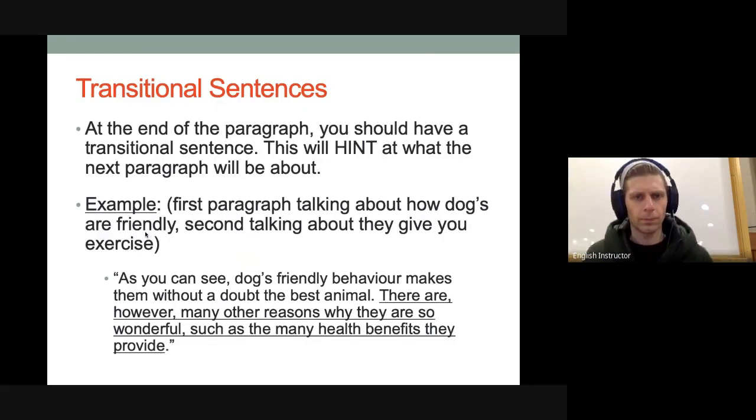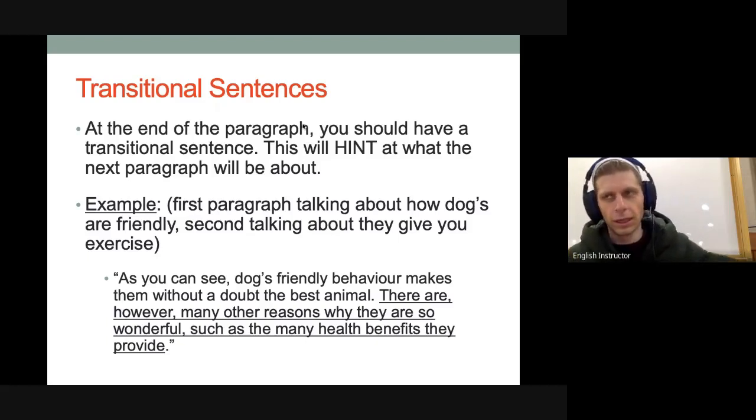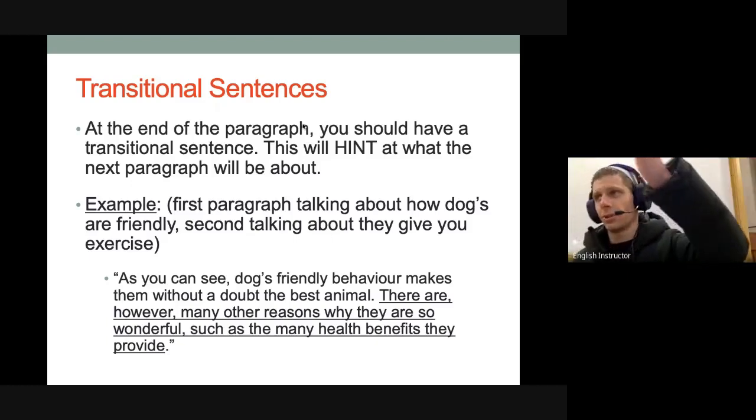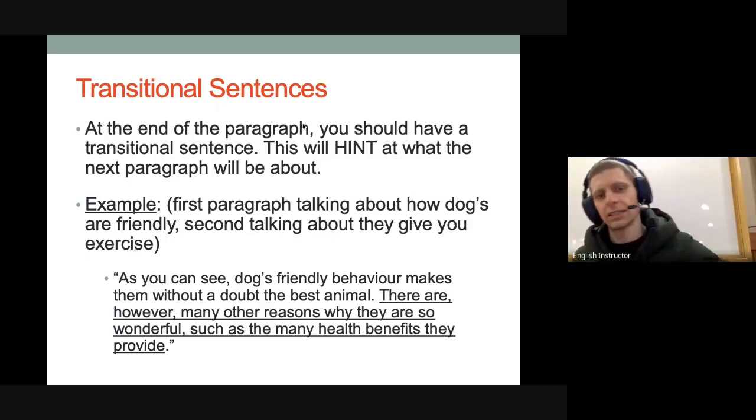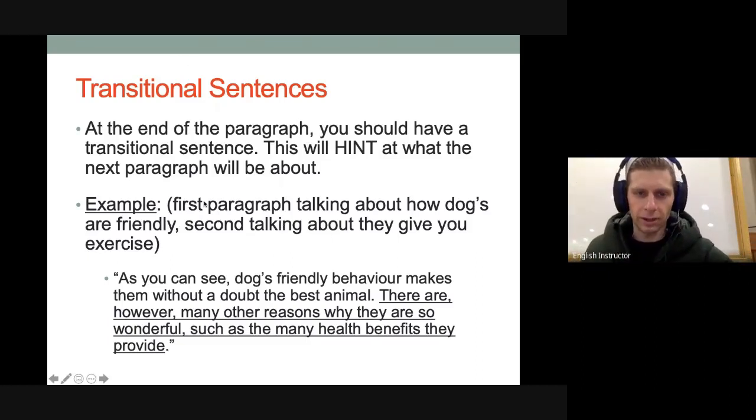And so, how do we use these transitional phrases? Right. So the first example is we can use them at the end of a paragraph. At the end of a paragraph, you should be using some sort of transitional sentence to end the discussion of this topic and then hint at what the next paragraph will be about. So here, our example is the first paragraph, the one that we're ending, is talking about how dogs are friendly. And then the second one will be about how they can give you exercise.